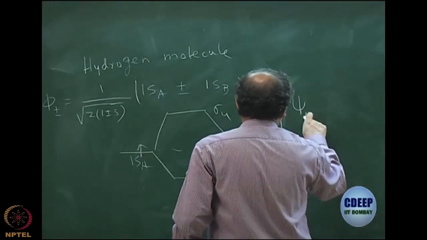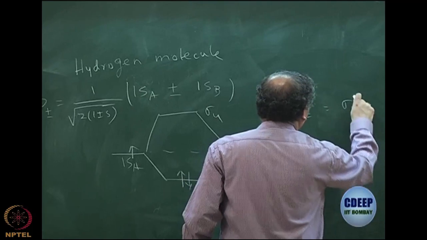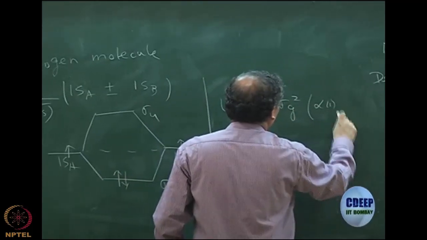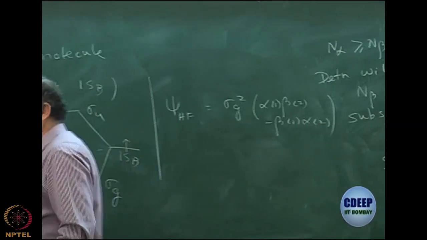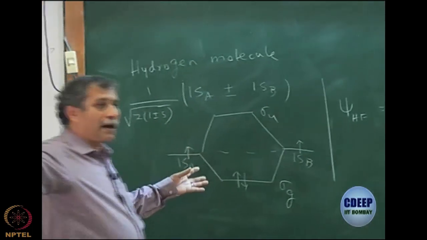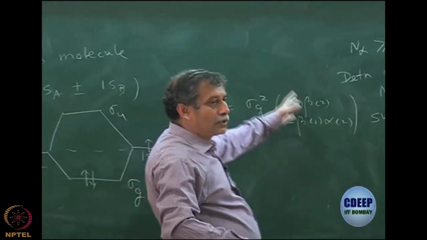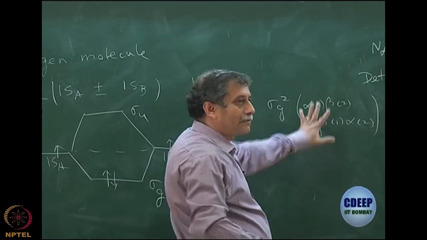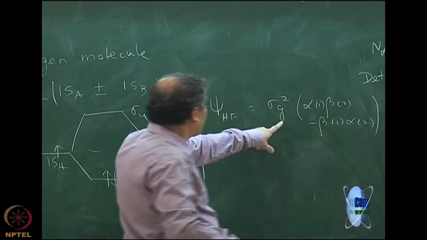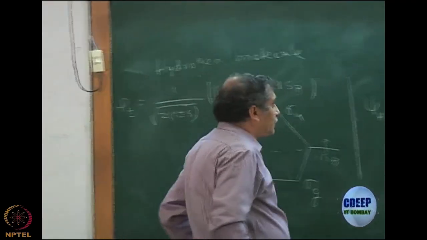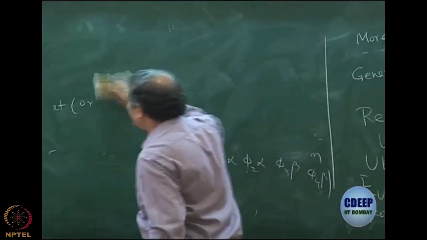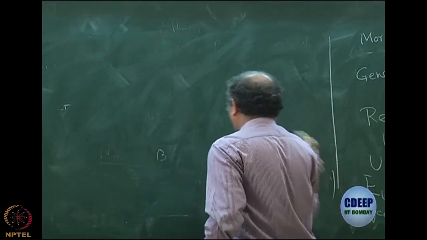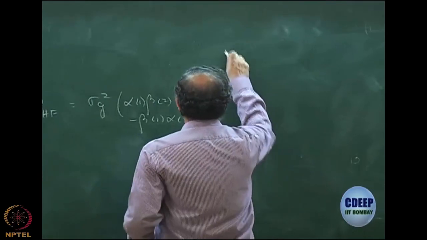So my Hartree-Fock wave function for the hydrogen molecule is sigma g square for the space part, and then you have alpha 1 beta 2 minus beta 1 alpha 2, correct? That is trivial to show, because you have a sigma g alpha and sigma g beta. If you expand the determinant, you have sigma g 1, sigma g 2 and a singlet part. This is singlet. I am not going to worry about this part, but I am going to come back and worry about sigma g square. It's a very simple Hartree-Fock, the simplest Hartree-Fock that you can do. So I analyze the sigma g square.